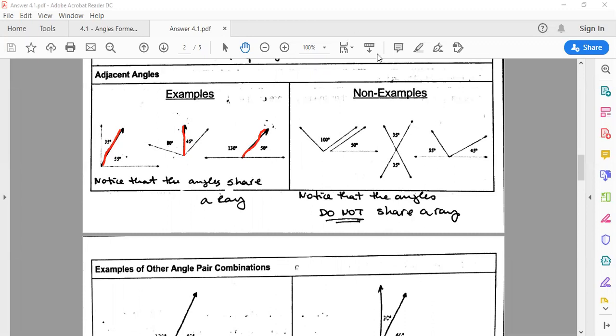Now notice that on the non-examples, they don't share a ray. See, we have this angle of 100, and then we have this angle of 50. They don't share a ray, okay? This angle here of 35, and then this angle of 35, they do not share a ray. And then this one here, we have this angle here is 55, and then this angle is 45, and they do not share a ray, okay? So these are important, okay? Either they share a ray or they don't share a ray. So make sure that you're remembering that.